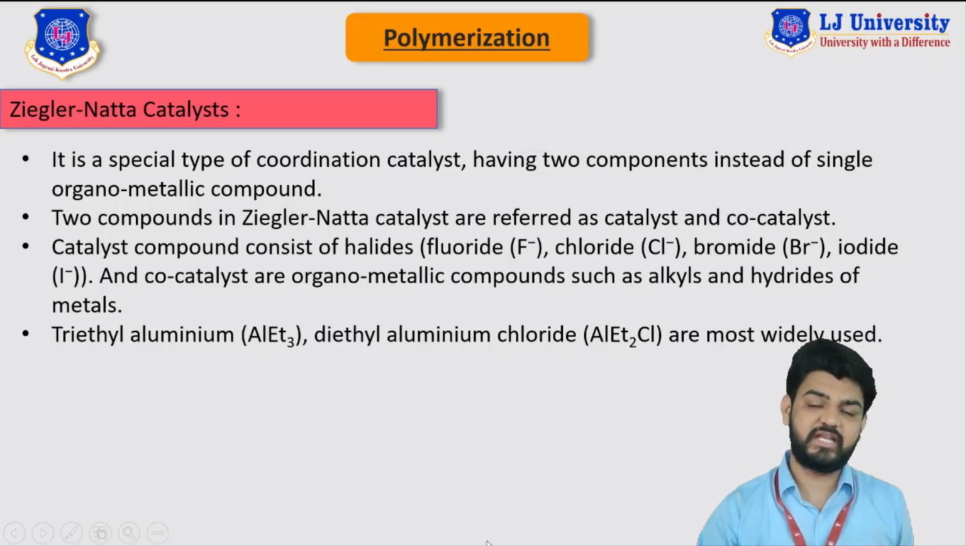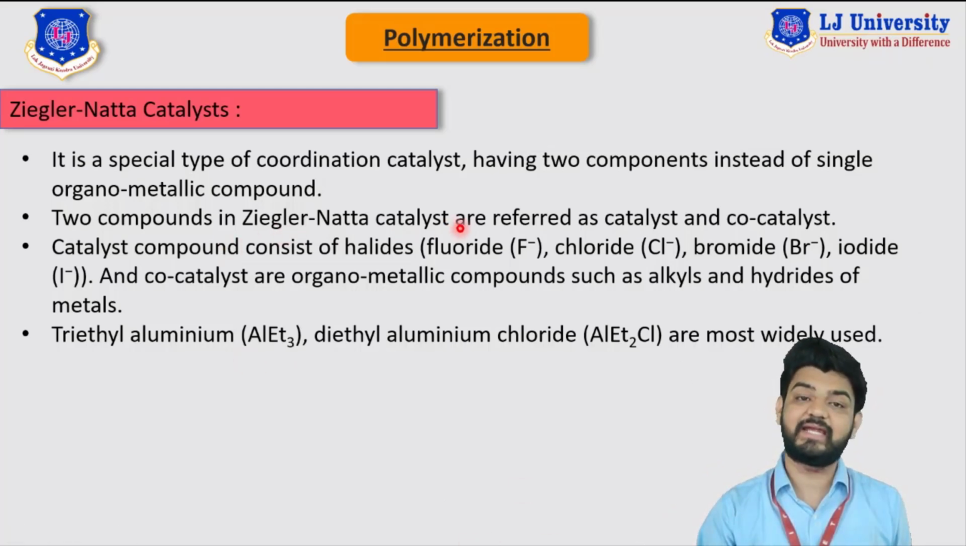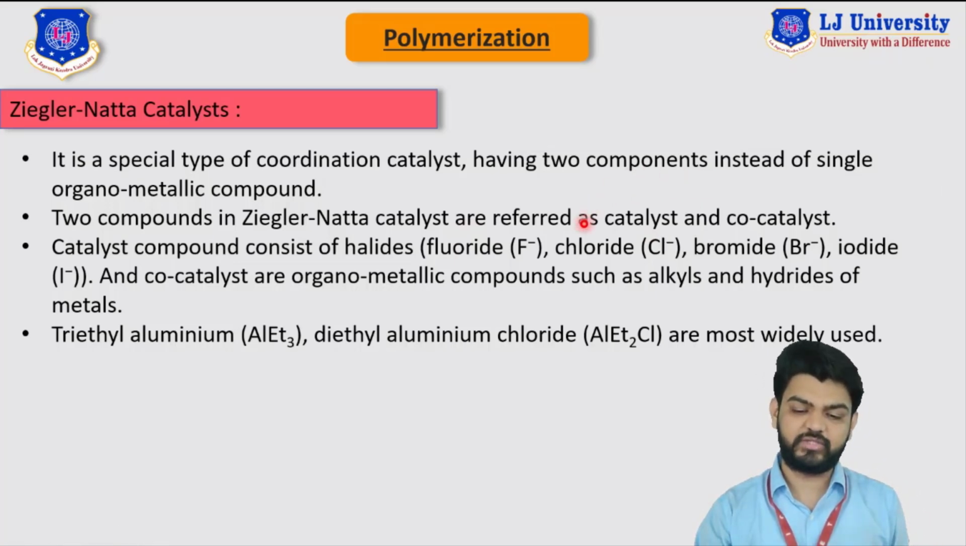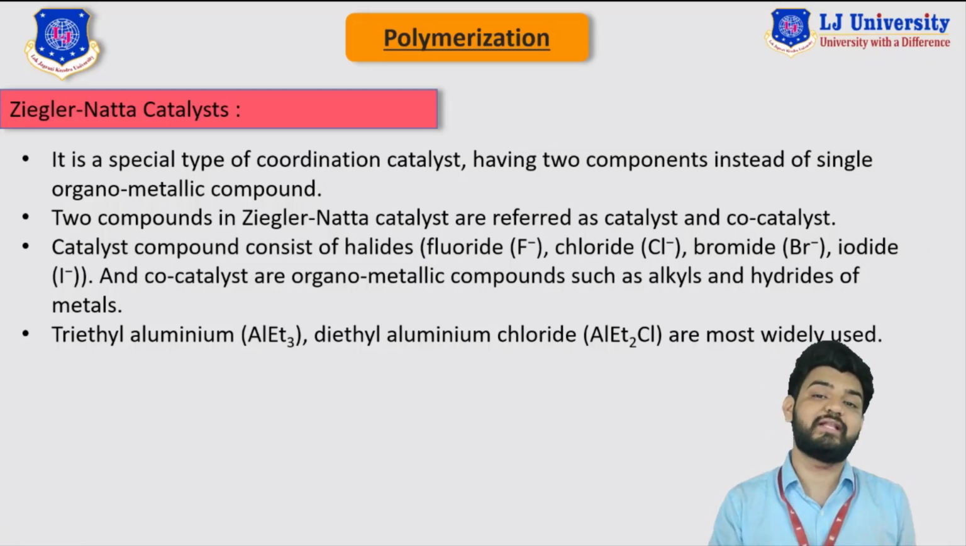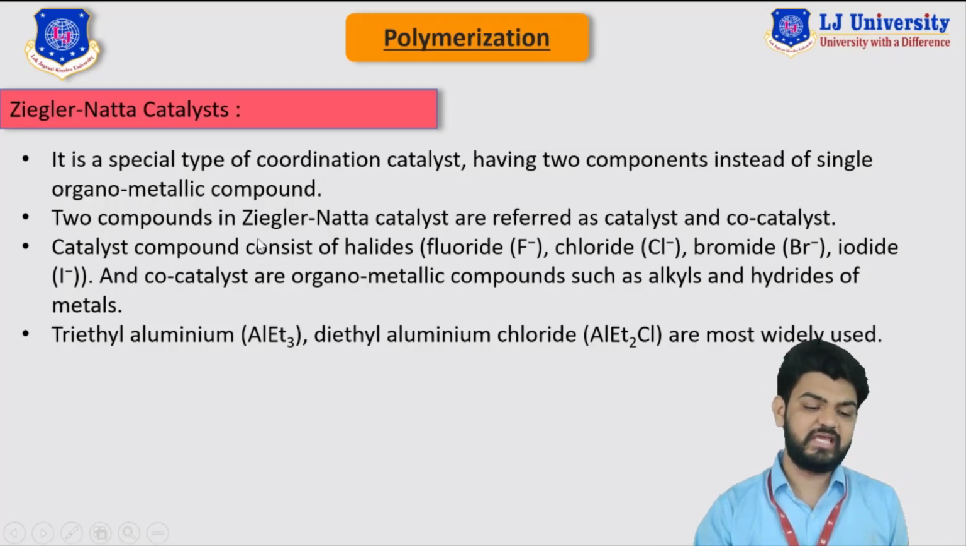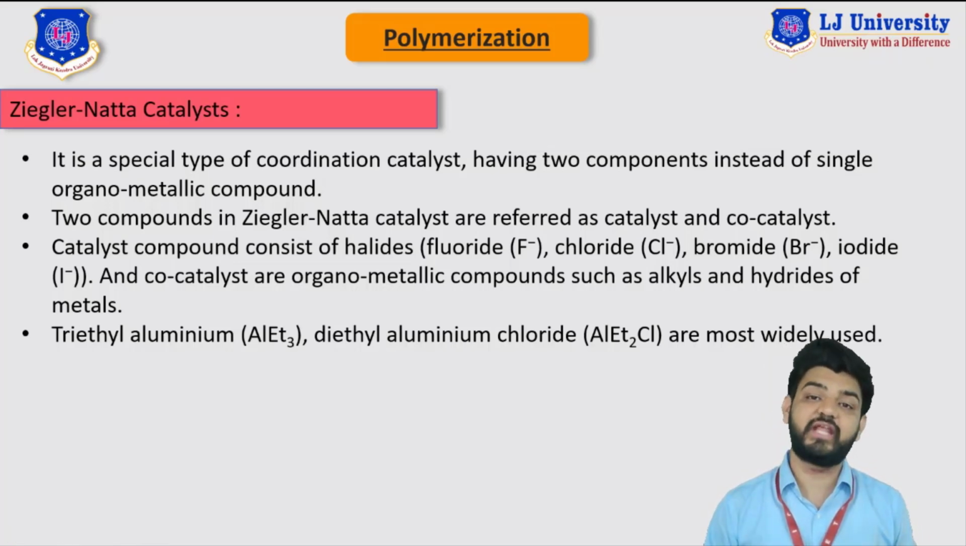You can see here on the screen that the two compounds in a Ziegler-Natta catalyst are referred to as the catalyst and the co-catalyst. So basically there are two things: one is the catalyst and another one is the co-catalyst. Now let's understand what the catalyst is and what the co-catalyst is in this Ziegler-Natta. You can see here that catalyst compounds are generally made up of halides. So what are these halides? These halides are nothing but fluoride, chloride, bromide and iodide. So basically these four compounds are fixed as the catalyst in the Ziegler-Natta.